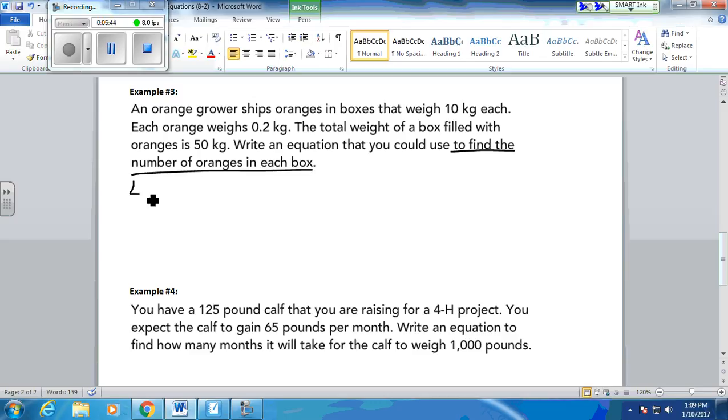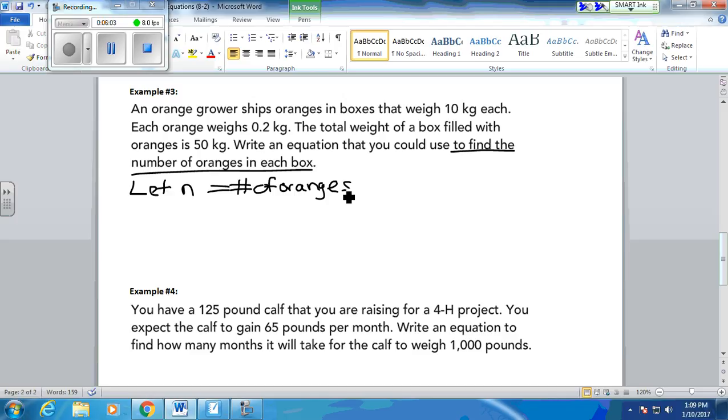So I need to come up with a variable. I'm going to use n. I'm not using O because it looks like a 0 and that just gets confusing. So let n equal the number of oranges. Again, you can use whatever letter you would like. Again, I just stay away from O.